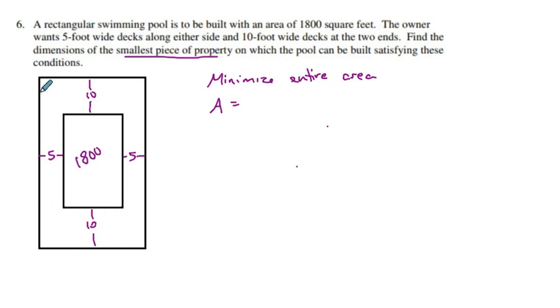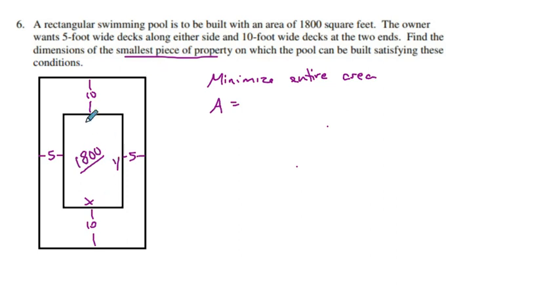We have a choice to make. Are we going to use a variable for this entire length or the inside? The entire width or the inside? Because they gave me the area of the pool for the inside, I'm going to introduce my variables for the inside measurements because that's going to make using that 1,800 easier. You could do it with your variables out here. It would still work, but we're going to do it this way in this video.